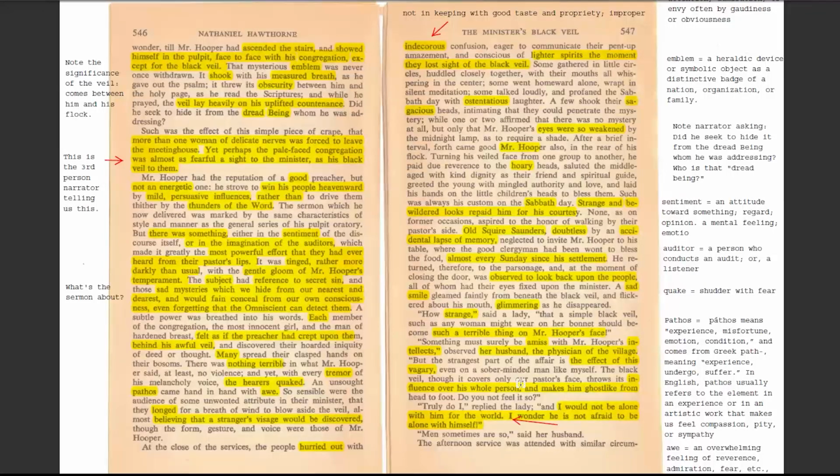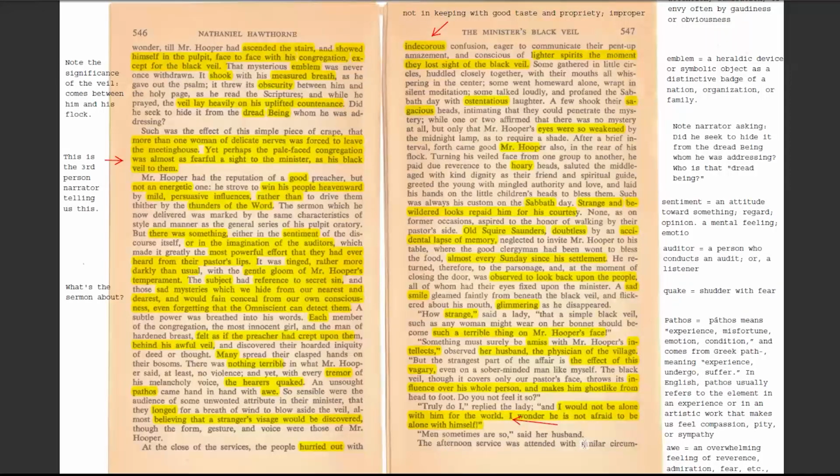It's causing fear in the audience, right? I wouldn't be alone with him for the world. I wonder he is not afraid to be alone with himself. This is one of the keys, ladies and gentlemen, to the story. The veil has separated Hooper from the people. Before the veil, he was with the people. Now he's not with the people. Men sometimes are so, says the husband, afraid to be with themselves. I don't think it's men. I think it's both men and women that sometimes are afraid to be with themselves. A very key point to understanding this entire story.